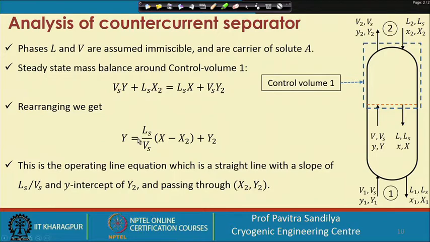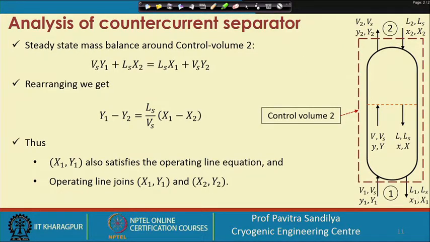So, we deduce that this is an operating line equation, because at any given height it correlates the compositions of the L phase and V phase. This operating line is a straight line with the slope of Ls by Vs and the y intercept is y2, and it passes through x2 and y2. That means, if you put x equal to x2, then we will find y equal to y2. So, this is the straight line operating line equation for this particular column.